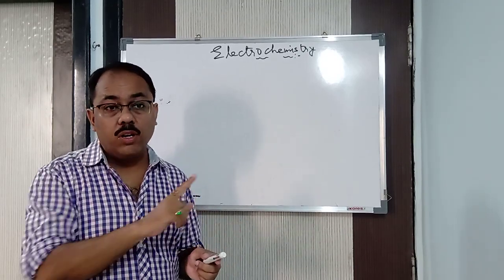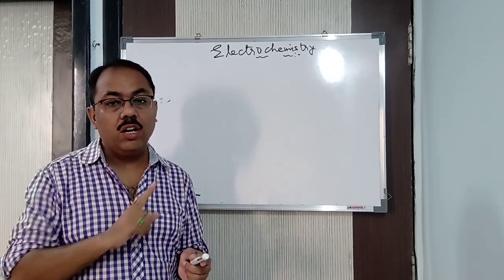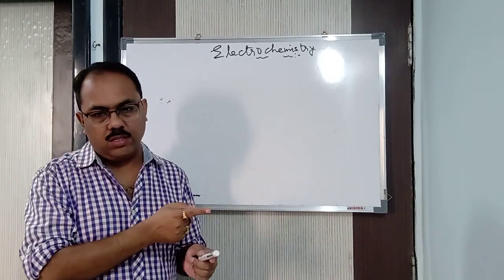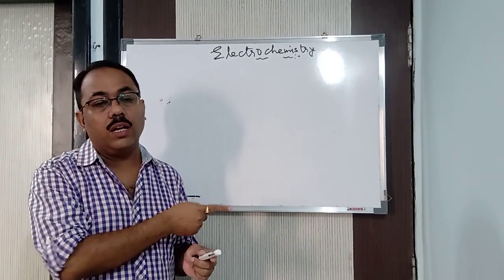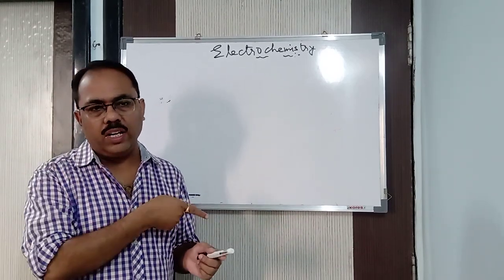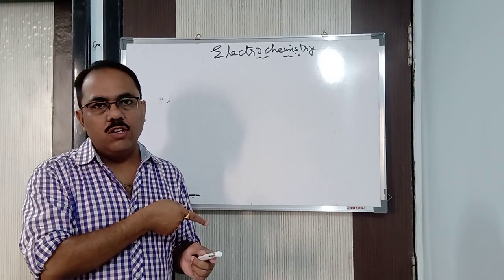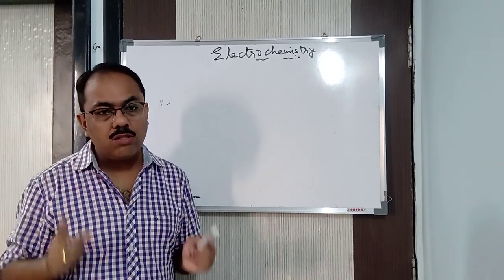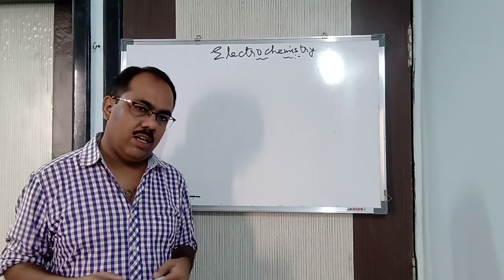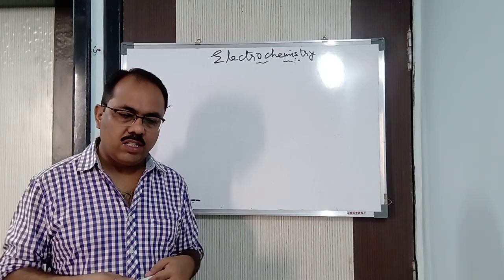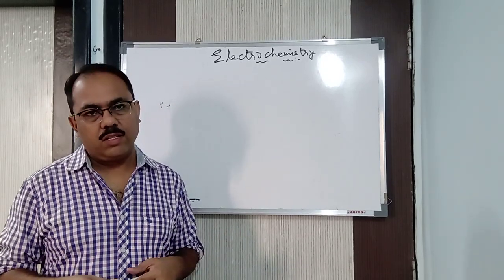It is not a spontaneous reaction, because as long as the current is passing through it, electrical is converted to chemical. You switch off the current, and it will not be converted from electrical to chemical. So this is a non-spontaneous reaction. You know the value of delta G will be positive.